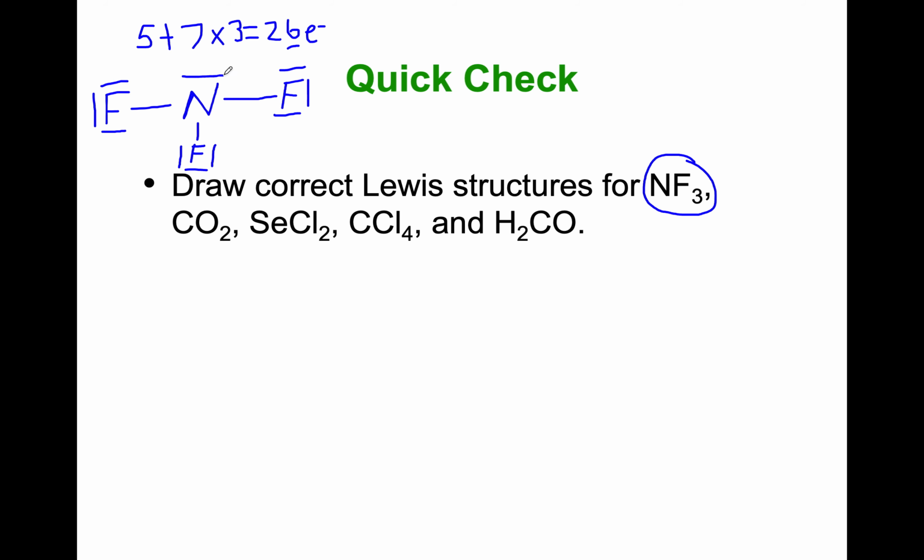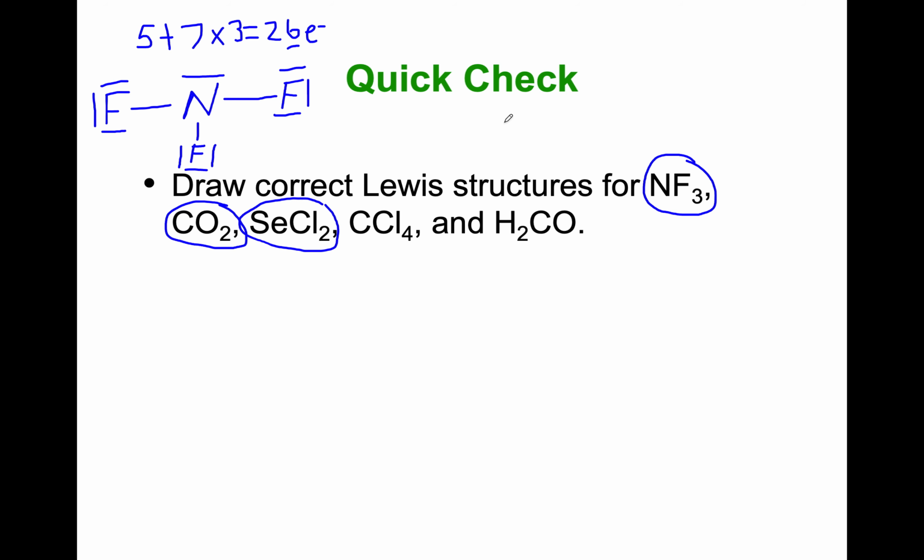So I put 2 here. Remember, any extra electrons go on the central atom. And now look at this. Nitrogen surrounded by 2, 4, 6, 8. So everyone here has an octet, and all that's taken care of. So that's a good Lewis structure for NF3. I showed the steps already for CO2. So you saw that one.